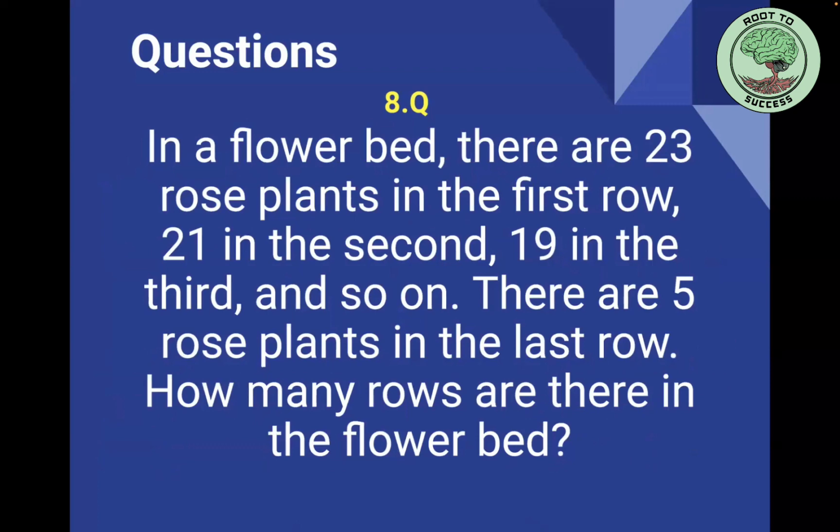So now let's see the next question. In a flower bed, there are 23 rose plants in the first row, 21 in the second, 19 in the third, and so on. There are 5 rose plants in the last row. How many rows are there in the flower bed? So let's find out how many rows are there in the flower bed.